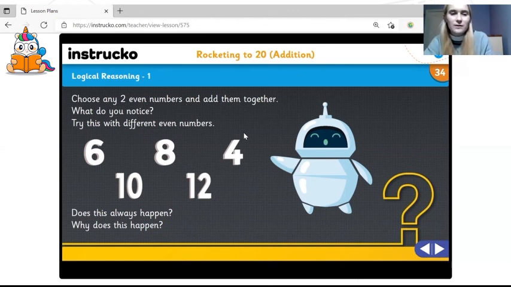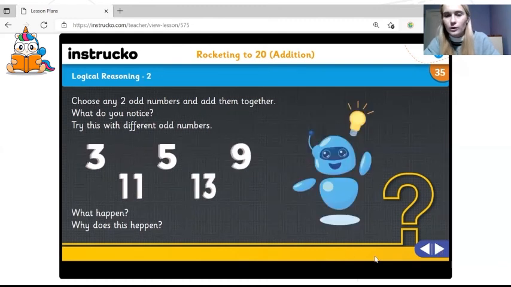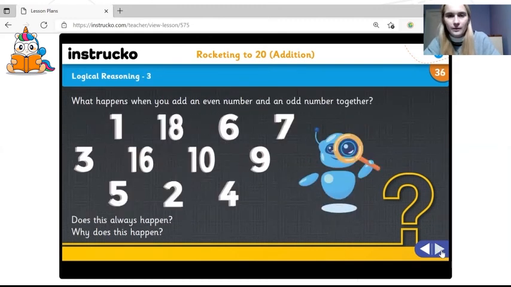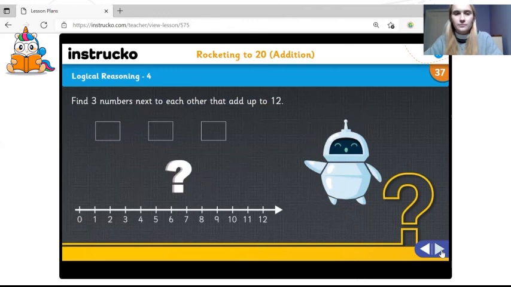Try this with different even numbers. And here we are looking for patterns. And we've got to justify and explain our answers. Why does this pattern happen? And does this pattern always happen? Okay, so you work those out on a piece of paper. We have some more logical reasoning here. And here we've got another logical reasoning where we'd use a number line to help us.